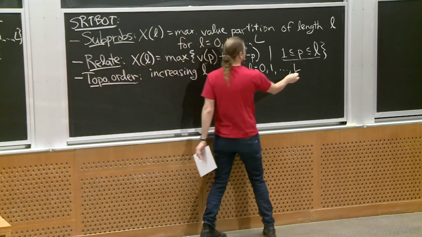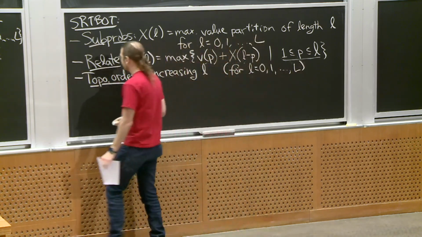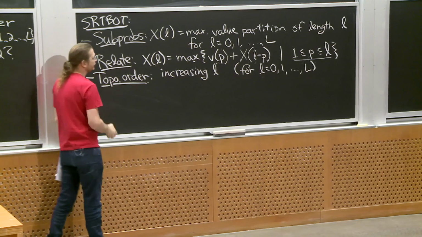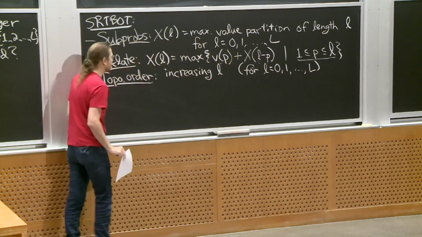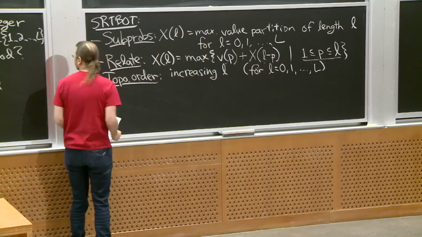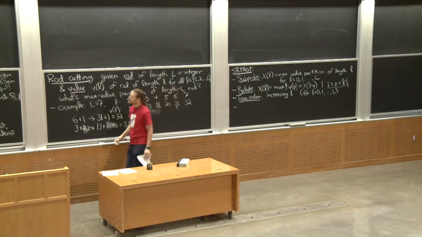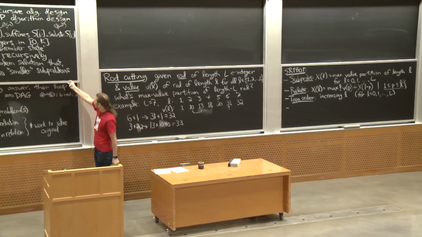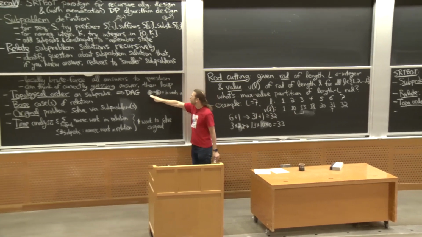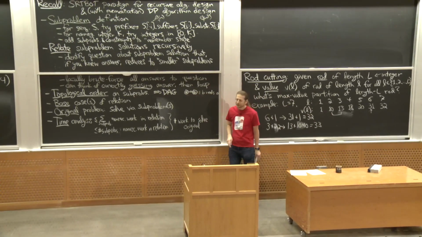This is equivalent to the statement. But the key is to check that this is acyclic, because we're always referring to smaller L. And so increasing L is a valid topological order in this subproblem DAG defined here, where there's an edge from an earlier thing to evaluate to a later thing to evaluate.